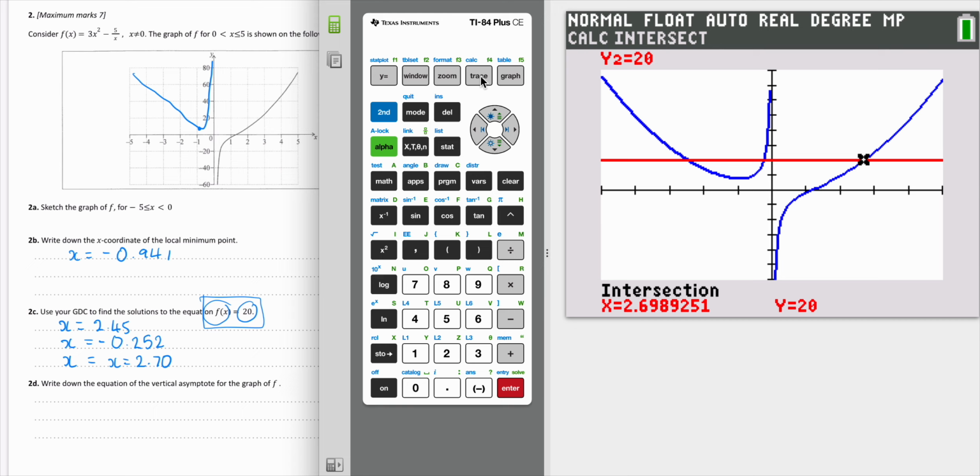And then the last one is to write down the equation of the asymptote, and we actually talked about that earlier. It's x equals 0. X equals is any vertical line, and we can see it in the question, and we can also see it on our graph there, where you can see that the graph is going close to it but not touching it on both sides.